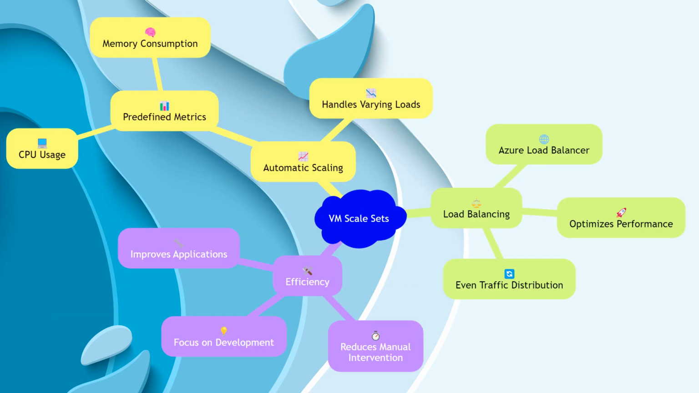VM scale sets provide an efficient way to manage and scale your applications. They support automatic scaling based on predefined metrics, such as CPU usage or memory consumption, ensuring your application can handle varying loads. VMSS also integrates with Azure Load Balancer, distributing traffic evenly across VMs to optimize performance. This automatic scaling and load balancing reduce the need for manual intervention, allowing you to focus on developing and improving your applications rather than managing infrastructure.